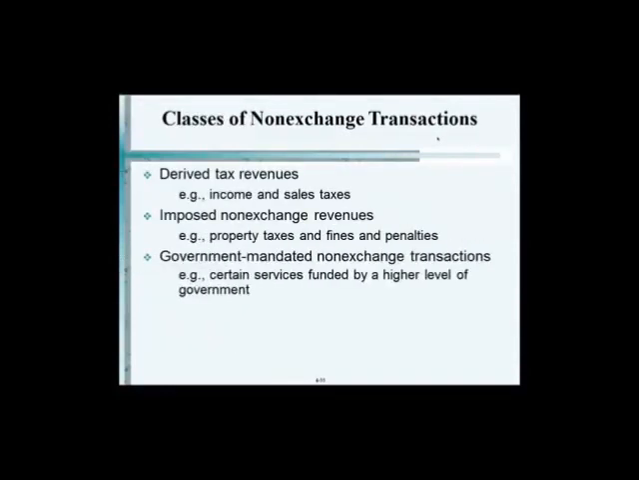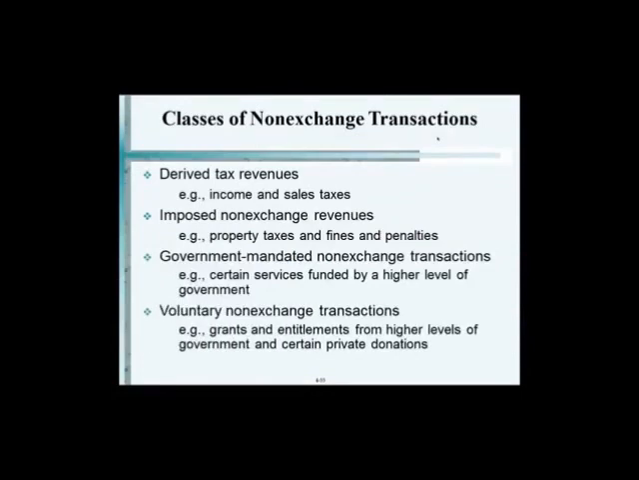Okay, we're almost done. These are the non-exchange transactions, and I want you to remember these 4 classes of non-exchange transaction. Derived tax revenues. Why derived? Because it's derived from the value of your income or of the sale. Derived tax revenue. Non-exchange. You paying sales tax, you're not getting anything back. Price of the item, yes, but when you pay the sales tax, somebody can say, yes, the state's providing services, but not in that sense. Imposed non-exchange transaction. Why the word imposed? Because you don't have a choice. You have to pay it. Real estate taxes imposed on you.